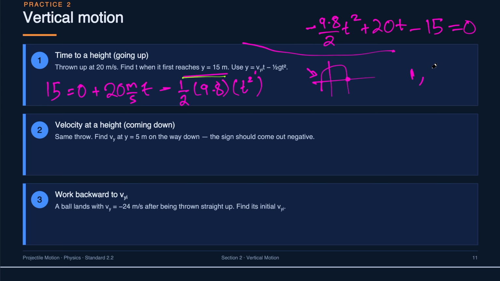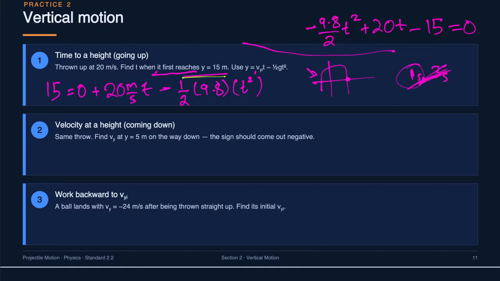So the answers are 1 and 3 seconds, right? I got two positive answers though, so this is good. But when it first reaches y equal to 15 meters per second, and when is it first going to reach that? At 1 second. Pretty straightforward.